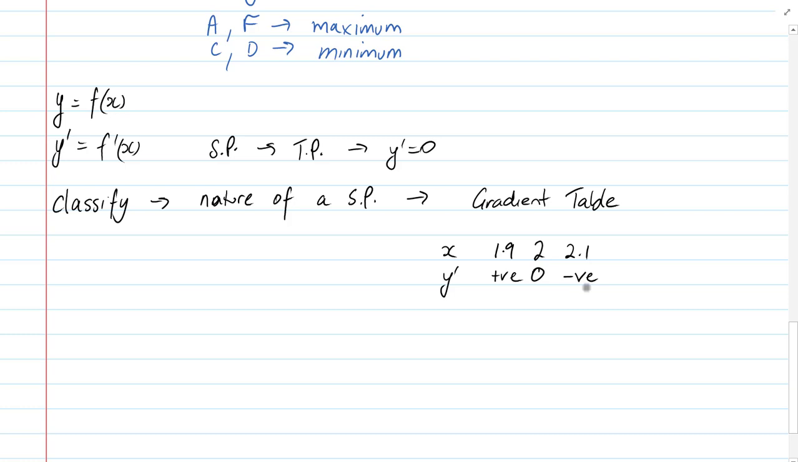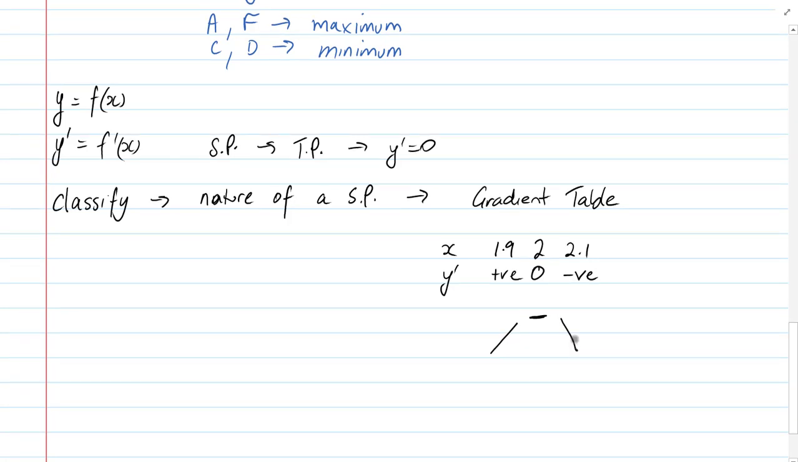Diagrammatically, that means that our stationary point is flat here. On the approach from below, it's got a positive gradient. I don't care what that gradient is, I just care that it's positive. And on the approach after, from above, we have a negative gradient. And you can see, if we have a positive, flat, negative, that creates a local maximum.